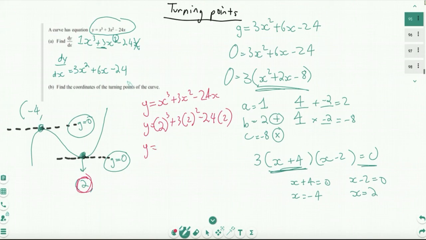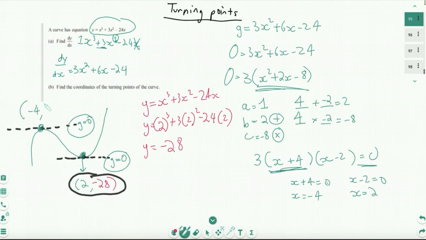Let's figure that out. So 2 cubed plus 3 times 2 squared minus 24 times 2. I messed that up. 2 to the power of 3 plus 3 times 2 squared minus 24 times 2 gives negative 28. So we know this coordinate here is 2, negative 28. That's our first answer.